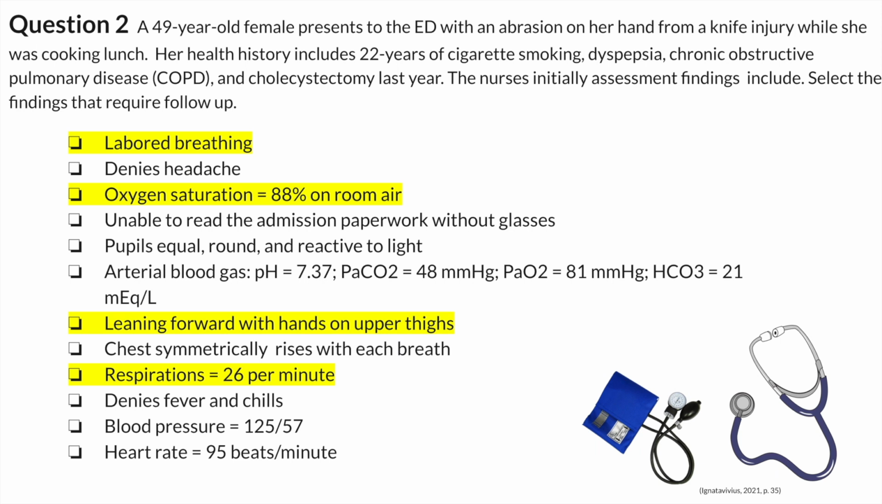So our arterial blood gas. So our pH is 7.37. Normal pH is 7.35 to 7.45, so that is normal. PaCO2 is 48, so slightly elevated. Usually we want it around 35 to 45, but our pH is in range. PaO2 is 81. That is okay. And then HCO3 is 21, and that is also okay. Leaning forward with hands on upper thighs.